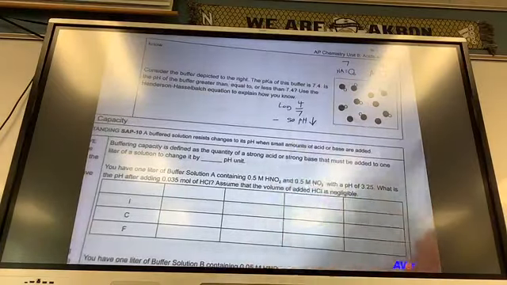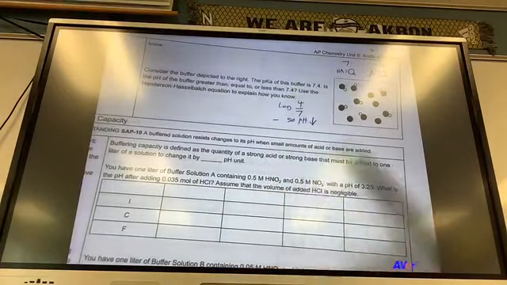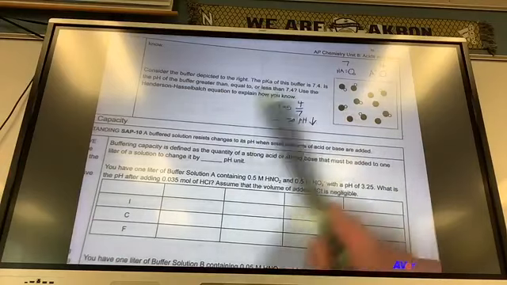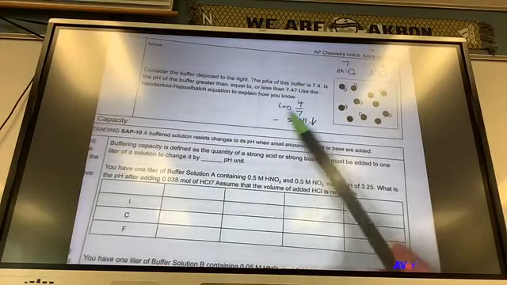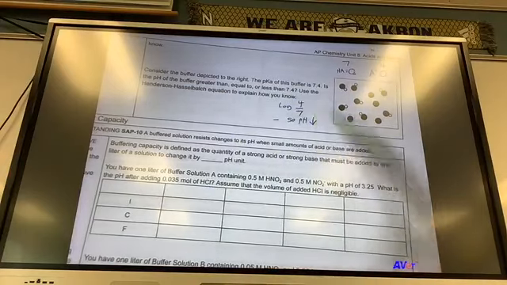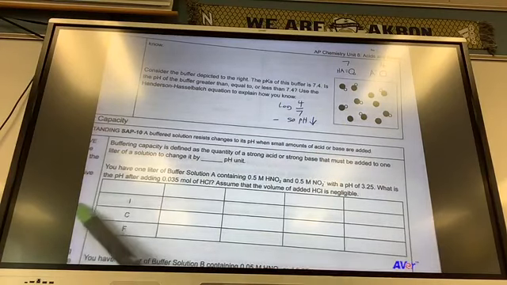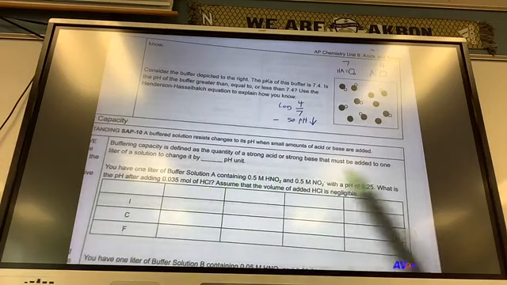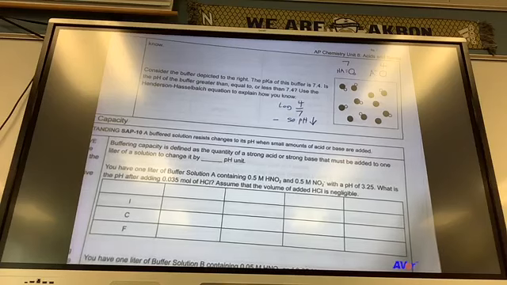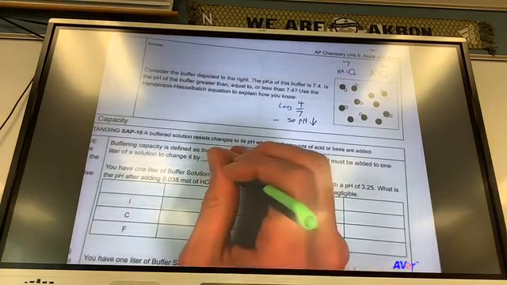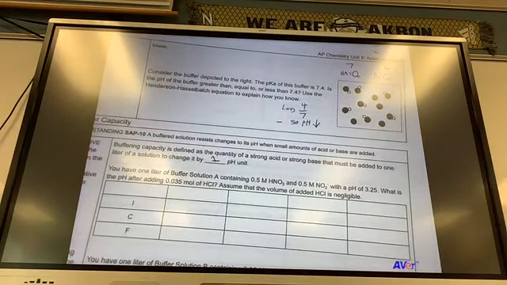This is a really good question. I could see something like this being on the AP test as a multiple choice or as a short FRQ. That'd be a great FRQ. Buffering capacity is defined by the quantity of strong acid or strong base that must be added to 1 liter of a solution to change it by what? Blank pH unit. What would you say? Yeah, 1. By 1 pH unit.